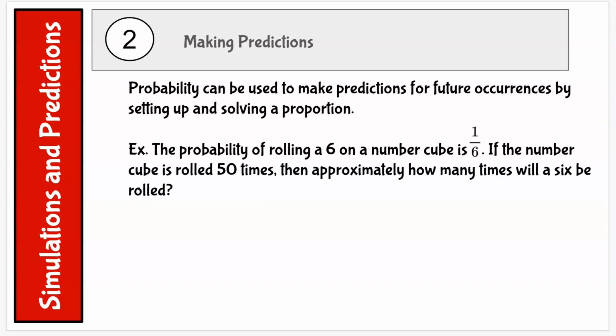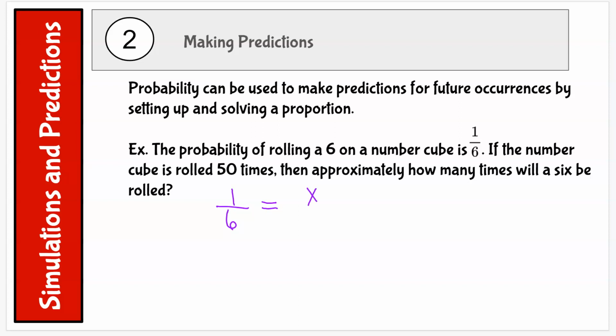Let's look at that with actually making our prediction. So on this one, please remember probability can also be used to figure out a future occurrence by setting up and solving a proportion. Remember, a proportion is a fraction equal to another fraction. So on this example, the probability of rolling a 6 on a number cube, so a 6-sided cube, is 1 over 6. If the number cube is rolled 50 times, then approximately how many times will a 6 be rolled? So we're going to take the one we know. This is our known probability.